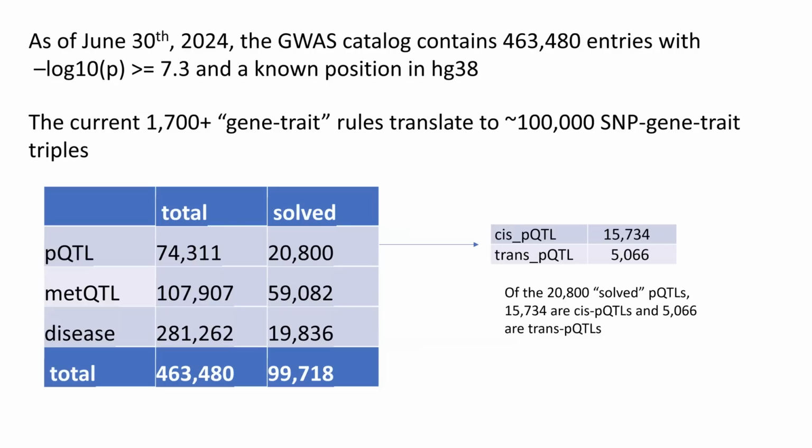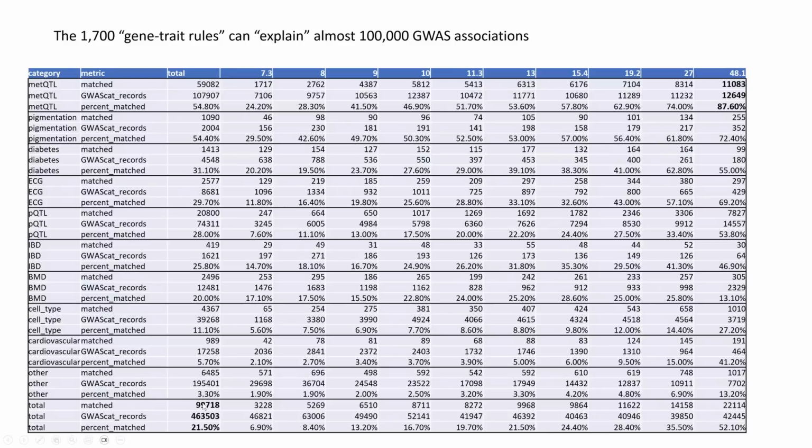In my title, I said 100,000 loci. If you apply these 1,700 rules to the 500,000 associations, lead SNPs, in the GWAS catalog, about 100,000 of these can now be assigned if you believe the rules as I've laid them out. This is what it looks like. It's a complicated table that I won't have time to do justice to, but there are 463,000 associations as of end of June with a p-value of at least 5 × 10⁻⁸, where there is a chromosome and a position listed in the GWAS catalog, and for 100,000 of those, I think I know what the causal gene is. That's about 20%.